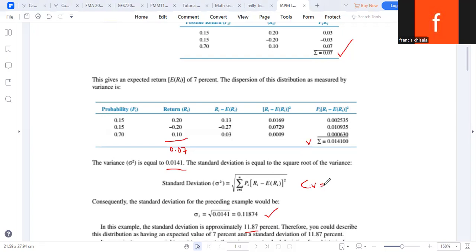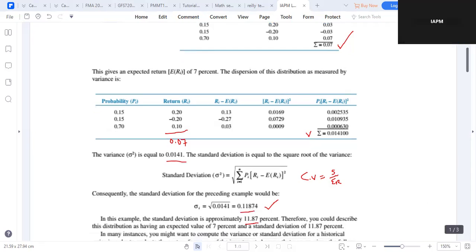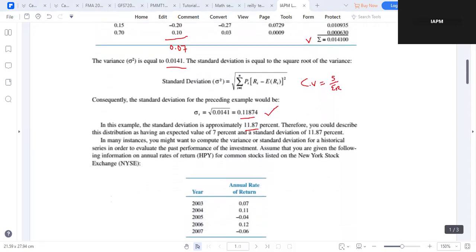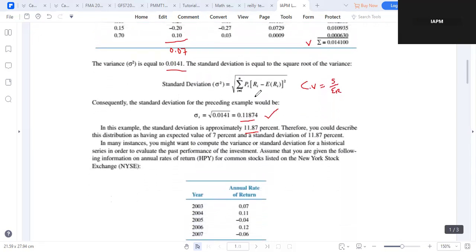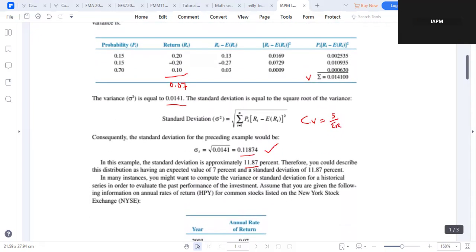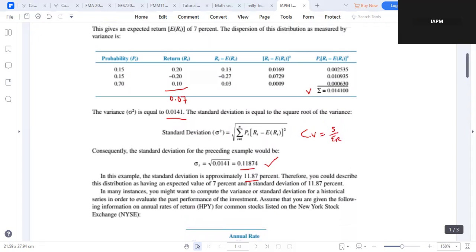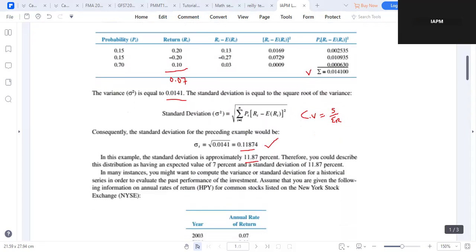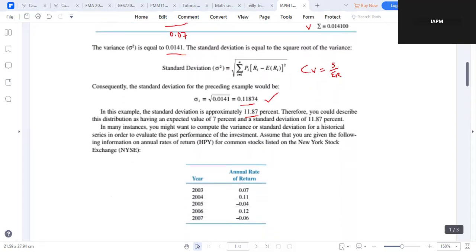See, we have the standard deviations, and then you put it over the expected return. Yes. So we'll find our standard deviation, which was 11% over our expected return, which is 7%. And multiply by 100 or leave it as it is. So the higher the CV, the more the what? The more the risk attached.